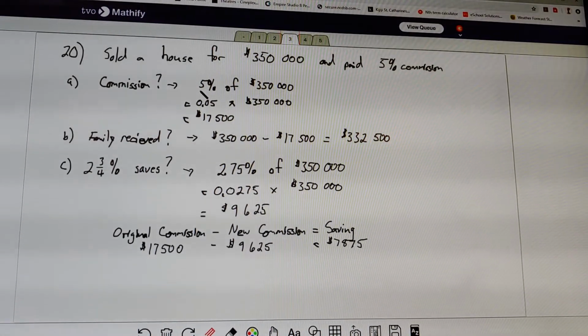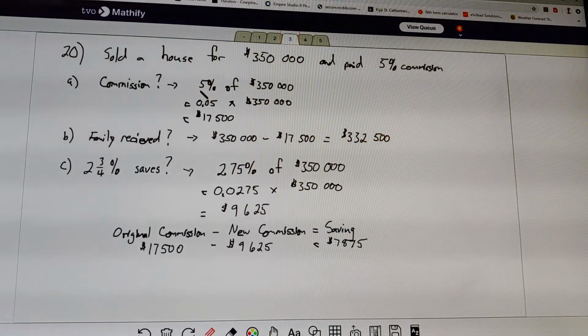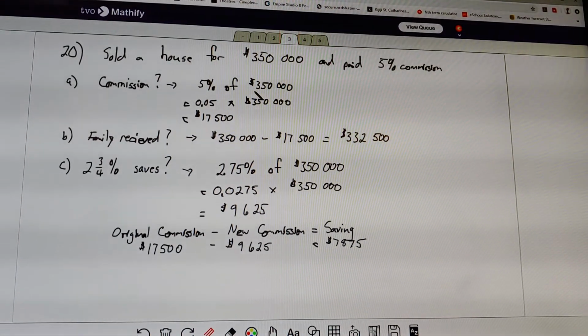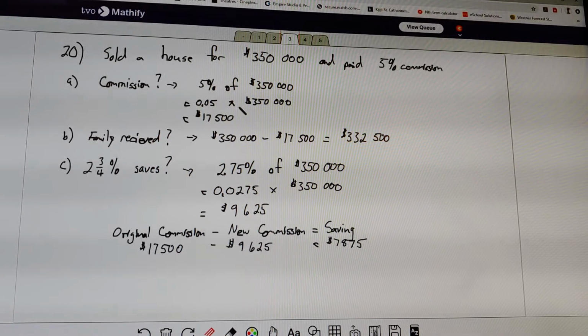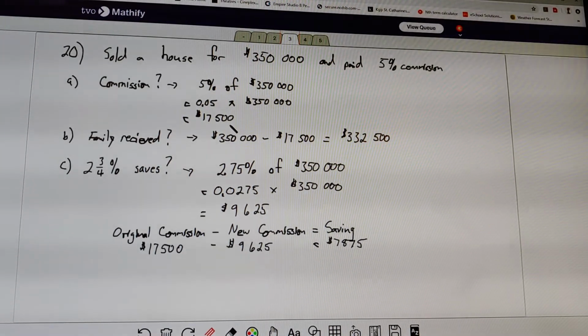So how do we figure out how much we pay our real estate agent? Well, they get 5% of the sale of the house, $350,000. So this gets turned to a decimal by moving the decimal place twice to the left, 0.05 times the $350,000. They make $17,500.